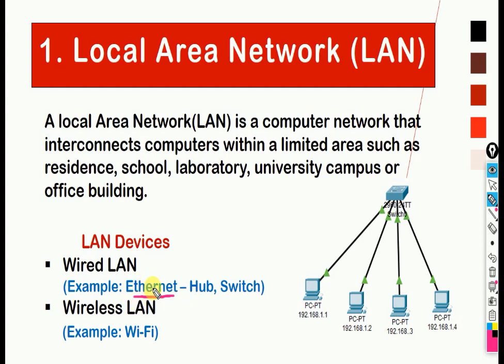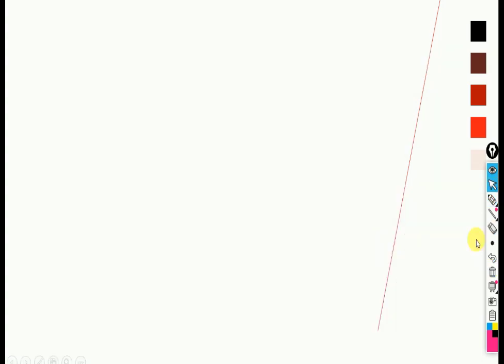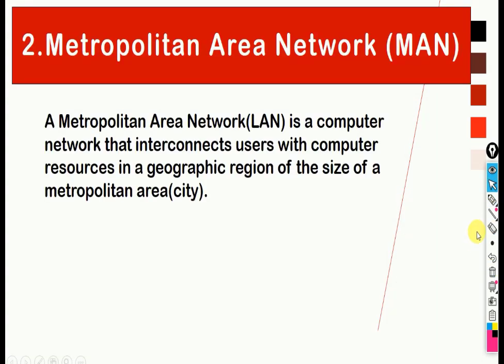And the devices that are used in the wired LAN are hub and switch. I will talk about this hub and switch later on in my next videos. Now you just understand hub or switch can be an intermediary device in a local area network, and that too in a wired local area network. We can also have a wireless local area network, for example, Wi-Fi.